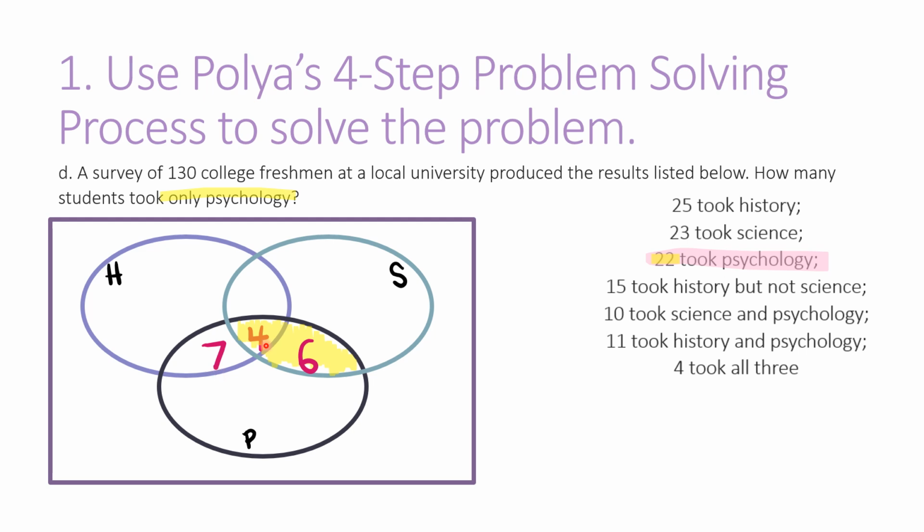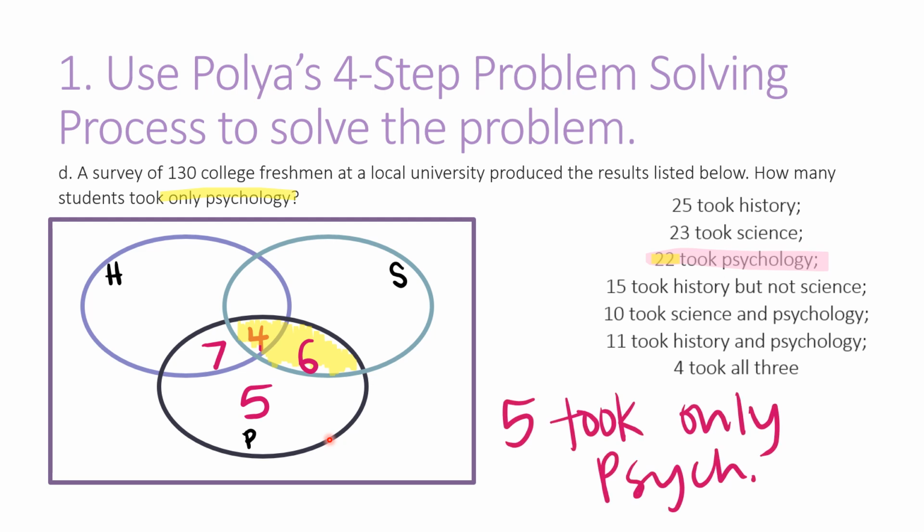All right, so let's see, what do these numbers add to right now? 7 plus 4 is 11, plus 6 is 17. All right, so if we have 17 already accounted for, and there's 22 in total, how many people are left over? So 22 altogether, 17 people are already accounted for. 22 minus 17 gives me 5. All right, so 5 people took only psychology. That was the only class they took.